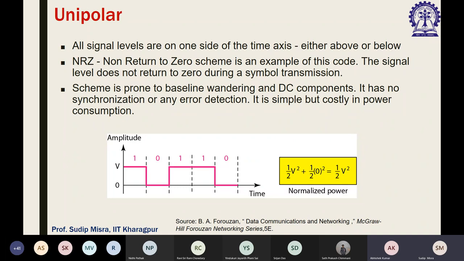So what is the other concept that we talked about? DC component. The DC component and baseline wandering are actually related. I said that it is not desirable to send a long string of zeros and ones, right? When the voltage level in a digital signal remains constant for a while, this indicates a long string of zeros or ones. A long string of zeros means it remains at zero voltage for a long duration. A long string of ones means it remains at plus V voltage for a long duration.